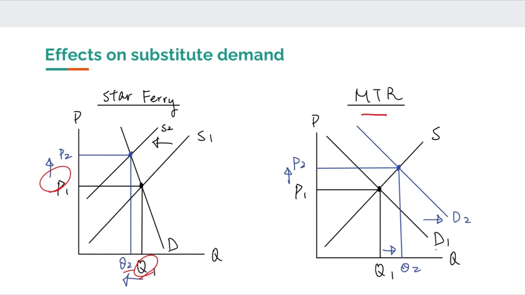Then the demand for MTR will increase from demand line 1 to demand line 2. But it also makes the price and the quantity demanded of MTR increase.